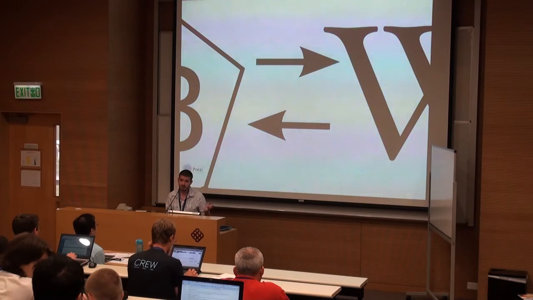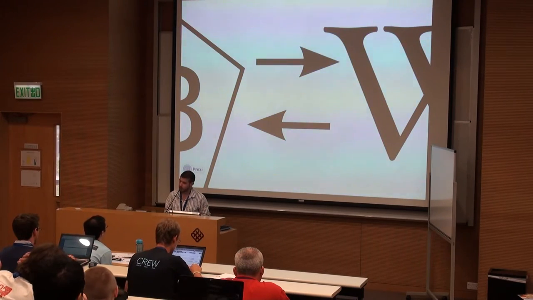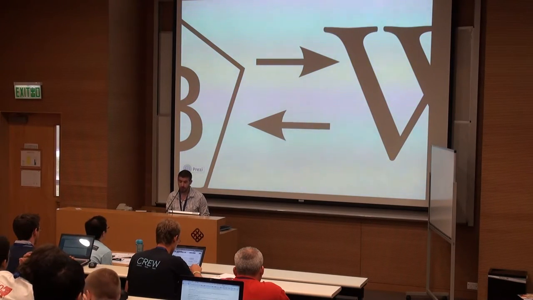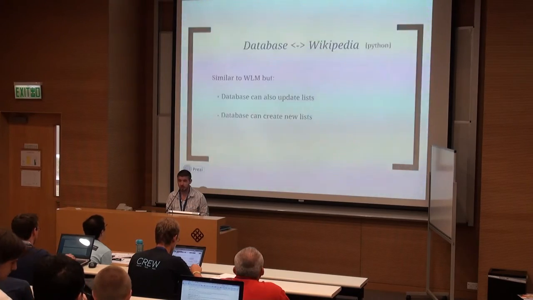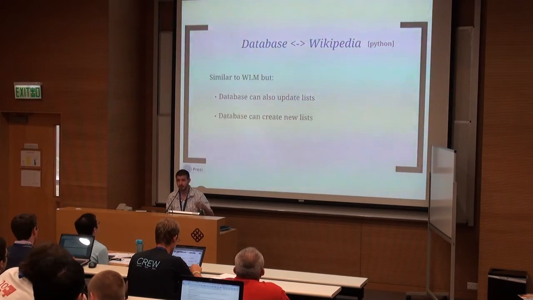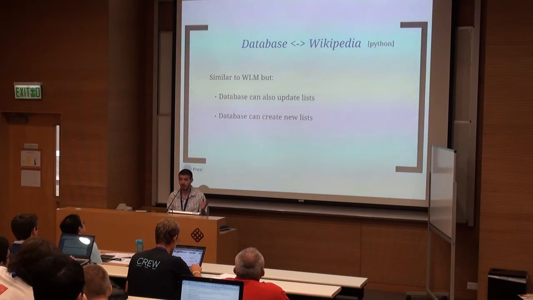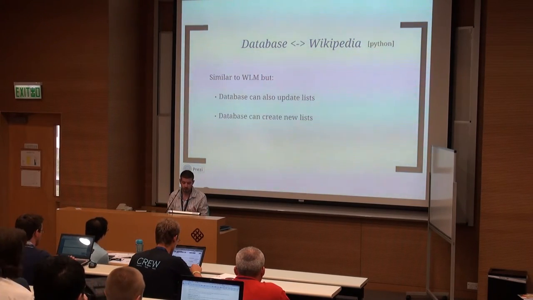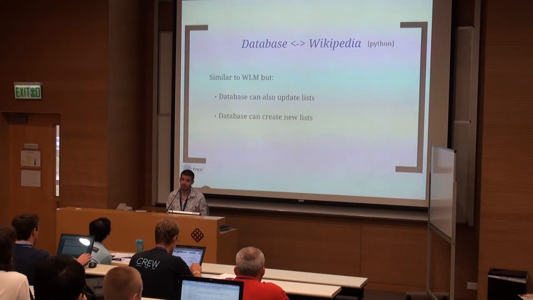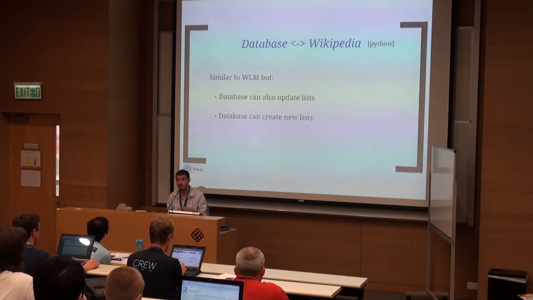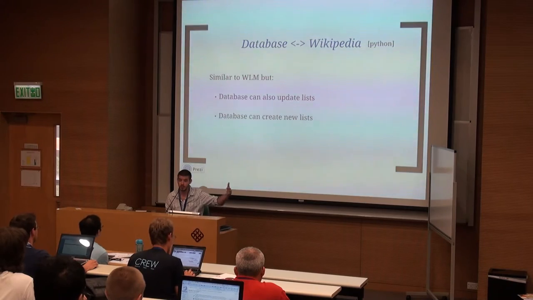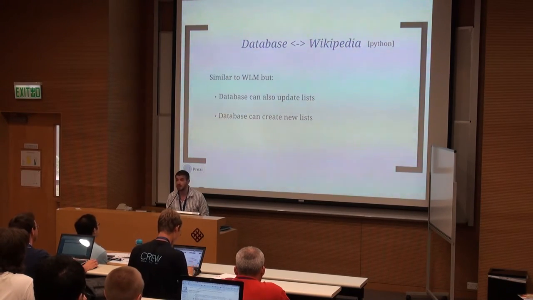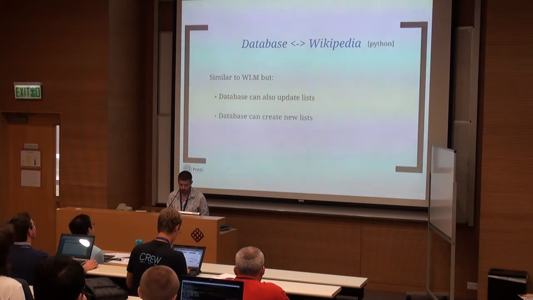The way that these things are put to Wikipedia is also very similar to how it works in Big Lots Monuments. So you've got bots running in the background. Any updates that you have on Wikipedia get pushed into the database, and the other way around. The difference here is that the database can also push updates to the lists. So if the municipality gives you new data, that will be pushed in. And you can also use the database to create new lists.